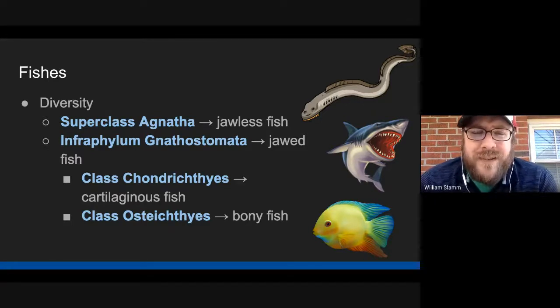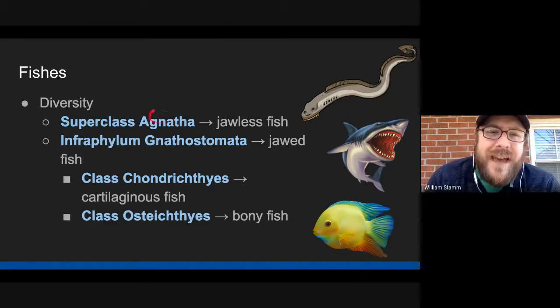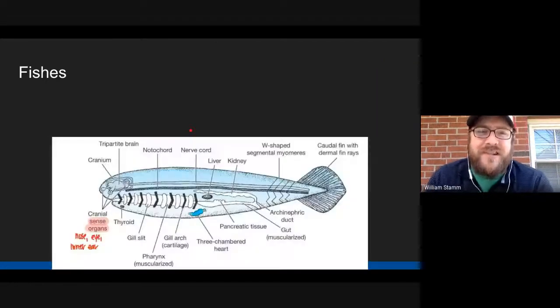Diversity-wise, there is a superclass, which is above the classes, called Agnatha. Those are the jawless fish. We'll get to those very soon. And then the jawed fish are the Gnathostomata. Those are the class Chondrichthyes, the cartilaginous fish, sharks and rays, and Osteichthyes, osteo meaning bone, bony fish. And actually, for Chondrichthyes, chondra means cartilage. So Chondrichthyes, cartilage fish, Osteichthyes, bony fish. But we're going to stress today the Agnatha, the jawless fish.